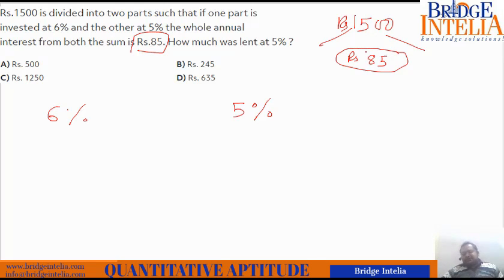So what is the effective rate? 85 is what percentage of 1500? This is the effective rate he is getting back. So 85 by 15, both are cancelable by 5. So 17 by 3. 17 by 3 is equal to 5.66.